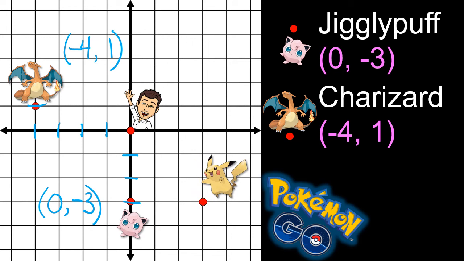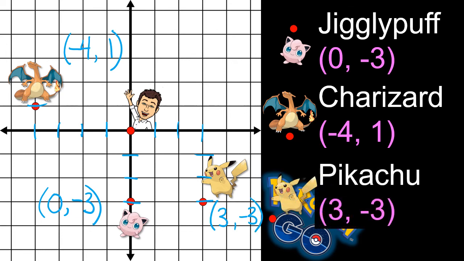And last but not least is Pikachu. Let's go ahead and catch Pikachu here. Our ordered pair to help Mr. Peterson: he's going to start in the origin, and he's going to go to the right 1, 2, 3. So there's going to be +3. And then he's going to climb down. Mr. Peterson will climb down 1, 2, 3 to -3. So the ordered pair for Pikachu would be 3, -3.